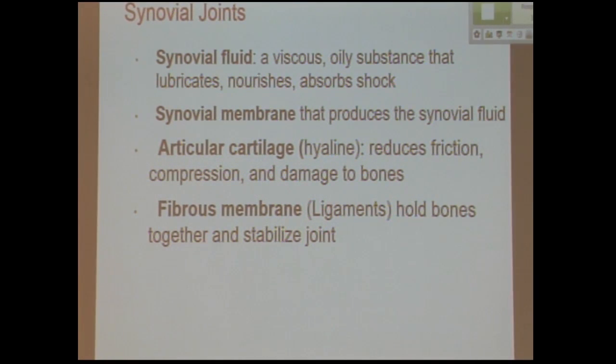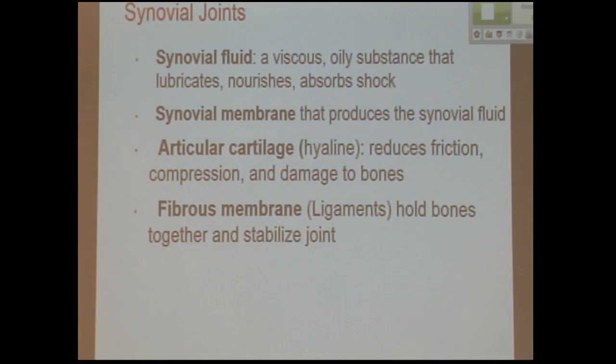It also provides a way for that cartilage to get nutrients. So if you remember, cartilage doesn't have blood vessels. So in order for the cells in the cartilage to get oxygen and glucose, it has to come from the membrane through the fluid to the cartilage. Like we talked about before, the membrane makes the fluid and contains it. The articular cartilage reduces friction. And lastly, those fibrous membranes hold the bones together.